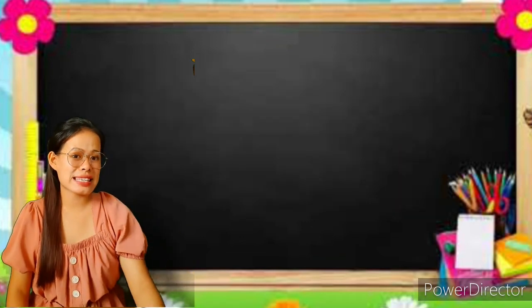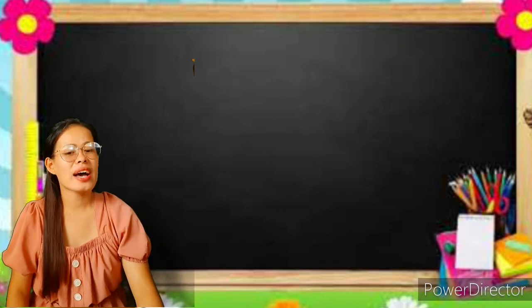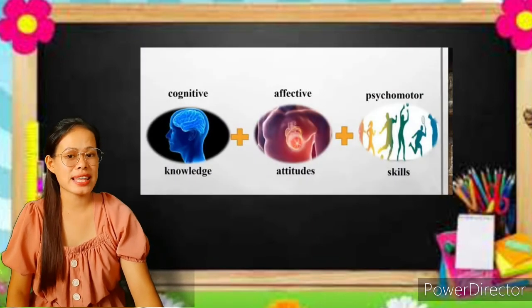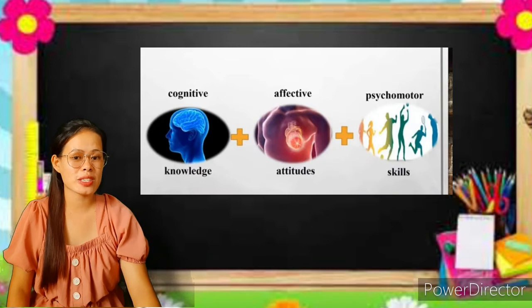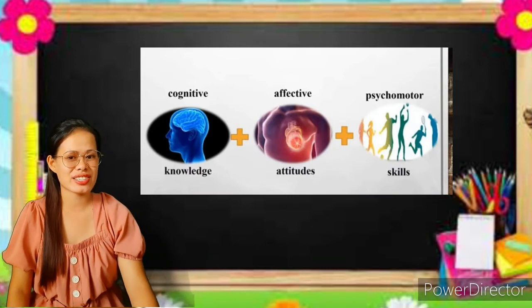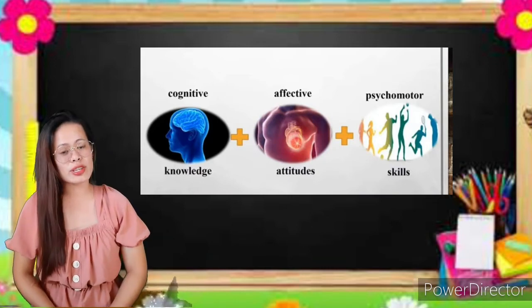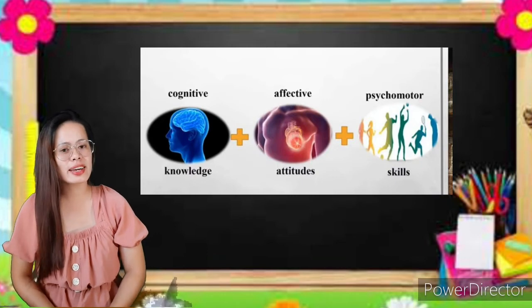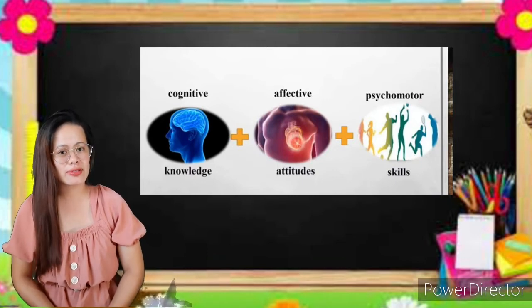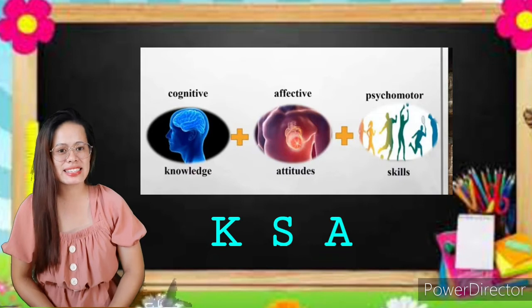They found these terms too technical, so they decided to translate them into simpler terms which are commonly used by teachers. The cognitive was translated into knowledge, the psychomotor into skills, and the affective into attitudes, or the KSA.